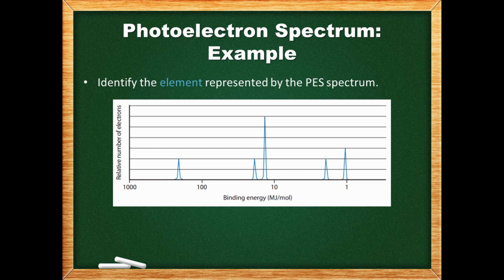Right away we can see that there are 5 peaks in total. The innermost peak represents the 1s orbital. It has the highest binding energy. Going from left to right, the other 4 represent the 2s, 2p, 3s, and 3p orbitals.